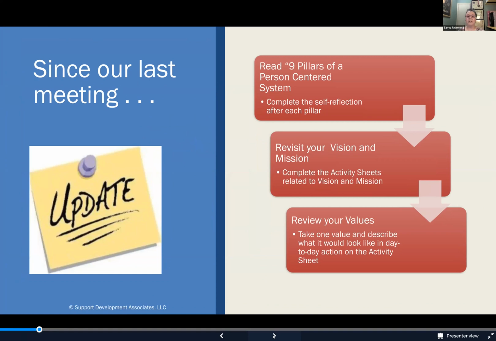The last time we were together, we asked you to revisit your vision and your mission, and also think a little bit about your values so that you could evaluate your day-to-day behavior by looking at it through a lens of values. So we gave you some exercises. We asked you to read the 9 pillars of a person-centered system and to complete a self-reflection after each pillar. We also asked you to complete a series of activity sheets. One was related to vision and mission. And then you took a look at your values so that you could describe on a day-to-day basis what those look like in action for you.